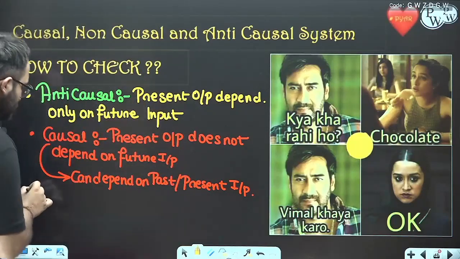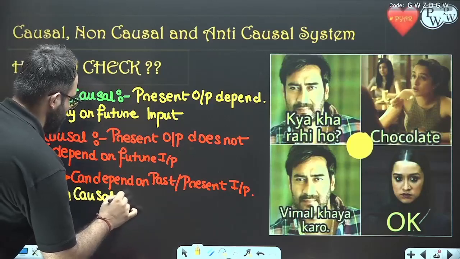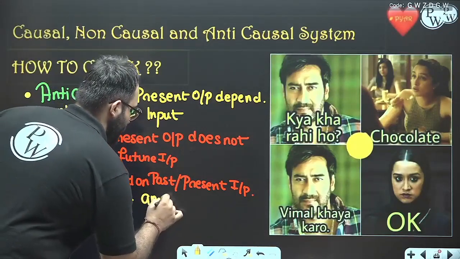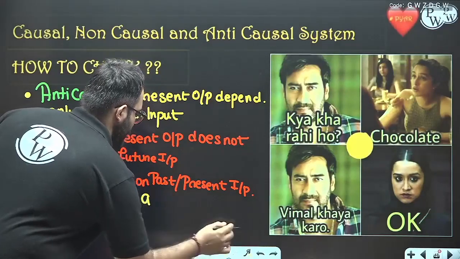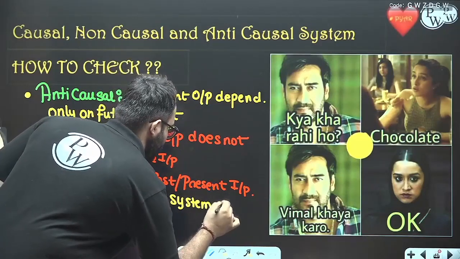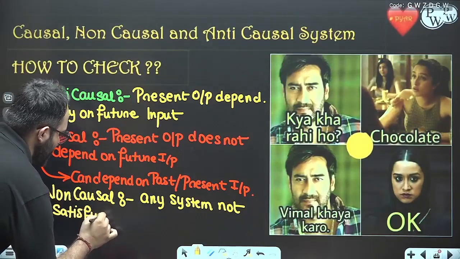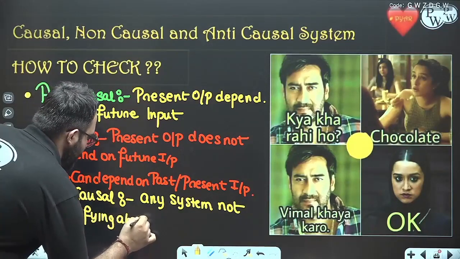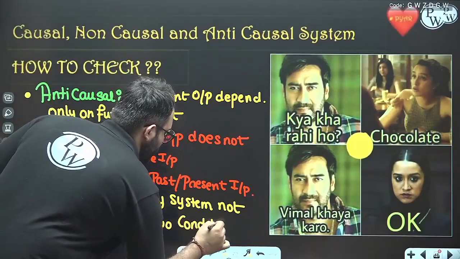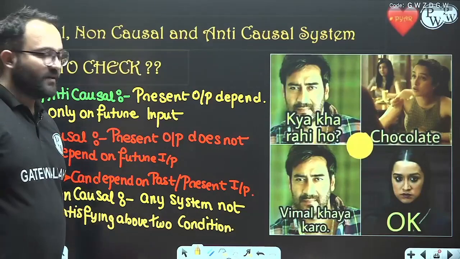And third is non-causal. Any system not satisfying the above two conditions is non-causal.